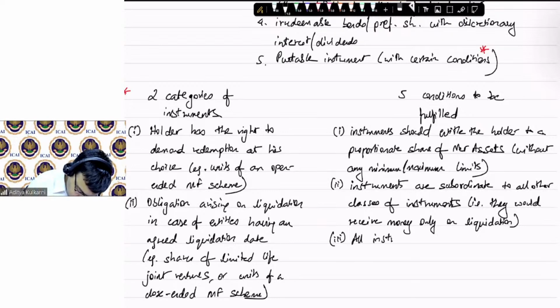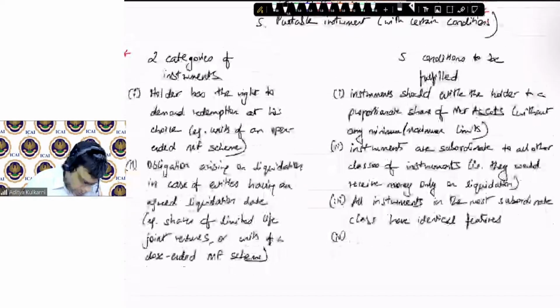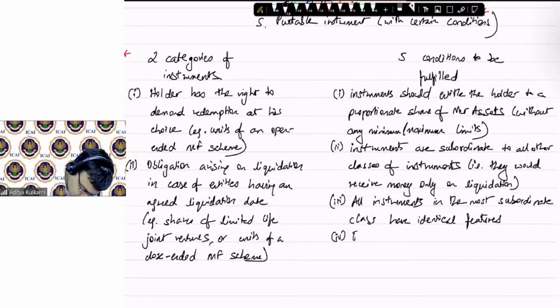Third, all instruments in the most subordinate class have identical features. Fourth, we'll write down the cases and then discuss.